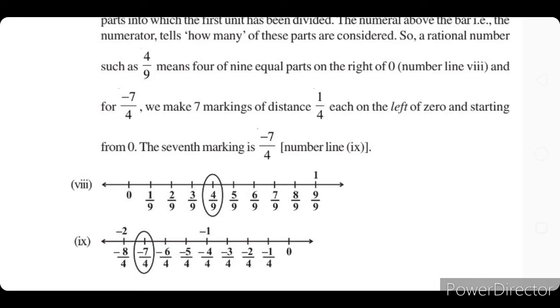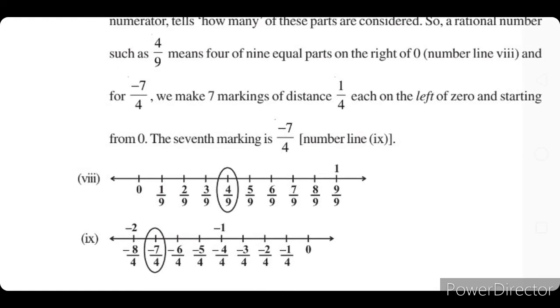Here negative numbers are also there and positive are also there, you can see. Now we have to show 4 upon 9 on number line. Starting from 0, because the denominator is 9, we will divide the number into 9 parts. So 1 by 9, 2 by 9, 3 by 9, similarly till 9 by 9, that is 1. Means there are 8 numbers between 0 and 1 if we divide the number into 9 parts.